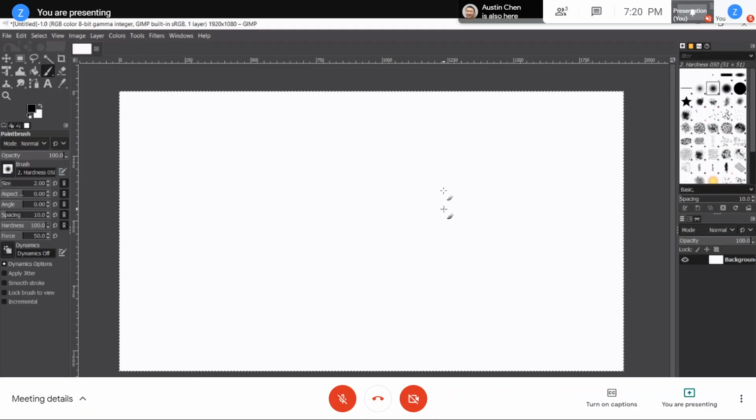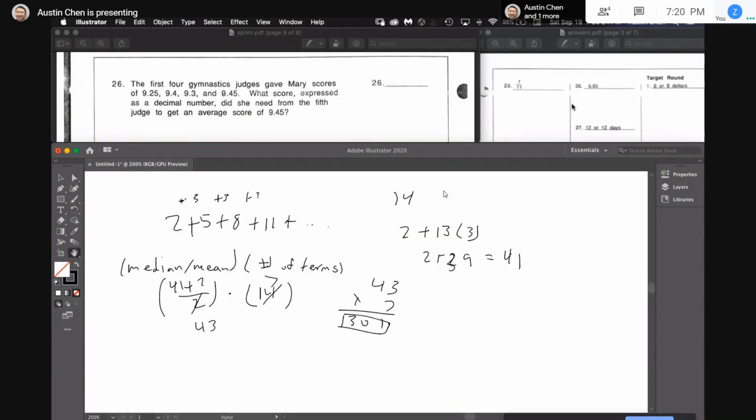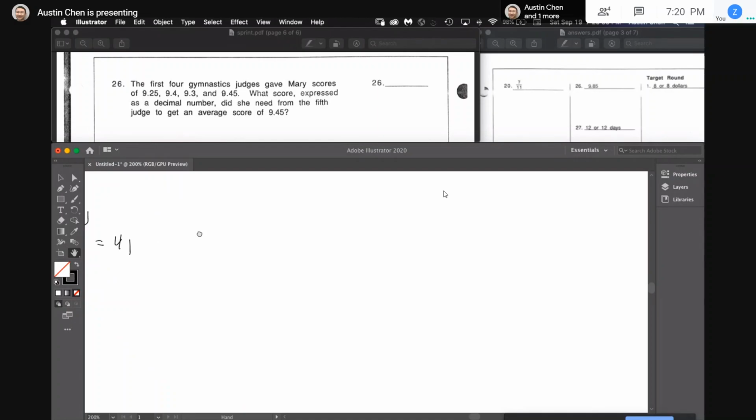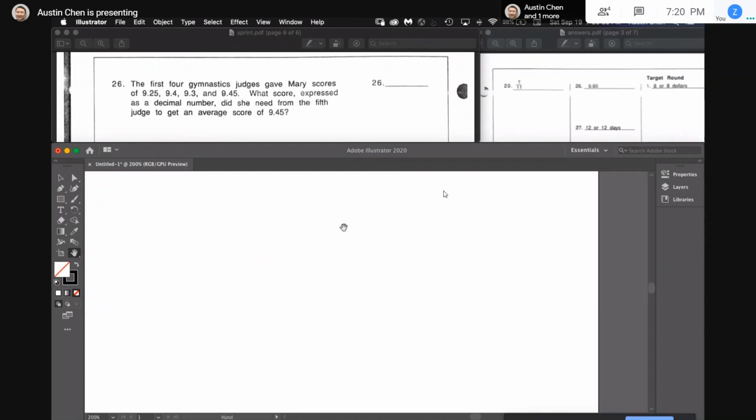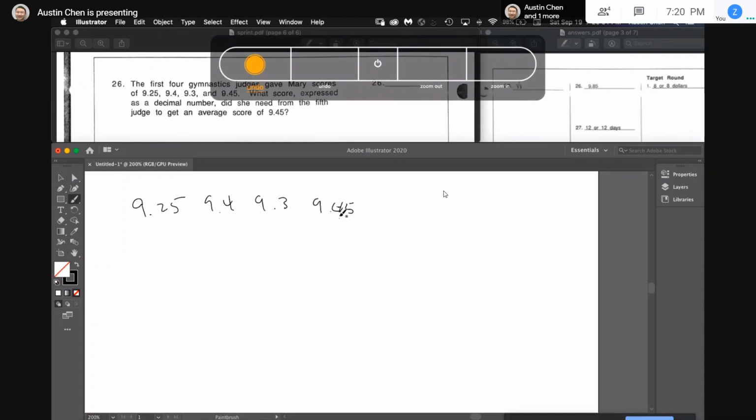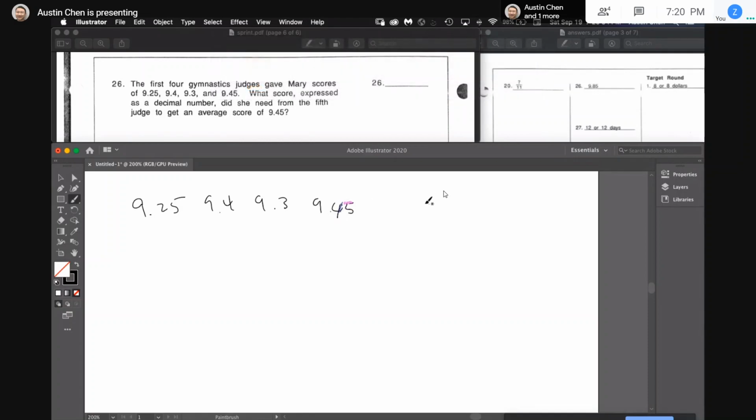Okay. Let's just move on. The first four gymnastic judges gave Mary scores of those, and then what score, expressed as a decimal number, do you need to get from the fifth judge to get an average score of 9.45? Okay, so the four scores that she got were these, and then let's say the fifth score that she needs to get is X, and she needs to have the average of these scores be 9.45.